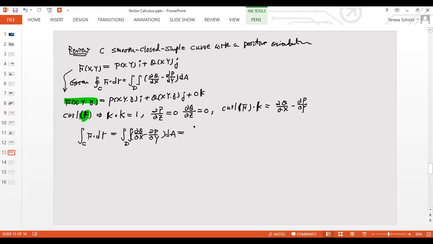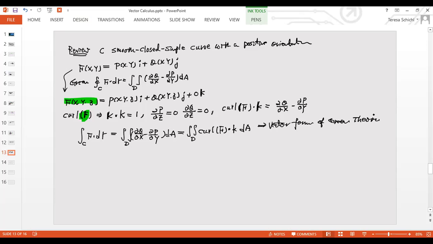So you can say these ones here, I can use the curl definitions here. You will see here, this is the D, and then this is the curl F dot k dA. So this form, you can use the curl. So this is the first form. This is the vector form of the Green's theorem.